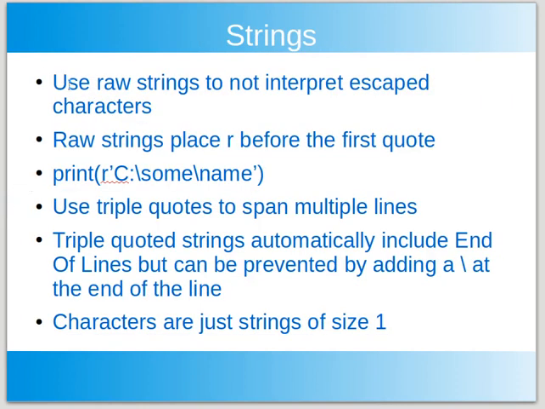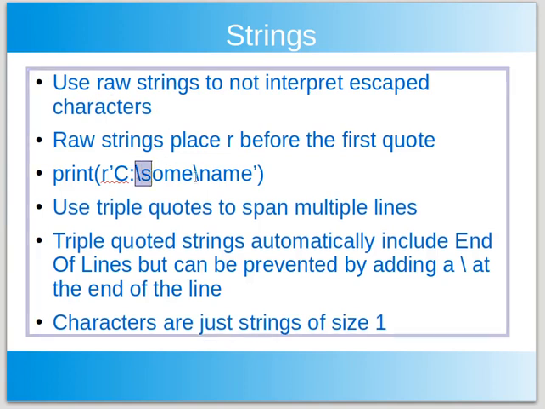Strings: use raw strings to not interpret escaped characters. So if you wanted things like this printed, see where it says \s, \n. If you did not use the raw string indicator, this R before the first quotation mark, it would create a new line. Whereas with raw strings, whatever is written inside is what's going to be interpreted. Use triple quotes to span multiple lines. Triple quoted strings automatically include end of lines but can be prevented by adding a backslash at the end of the line. Characters are just strings of size 1.